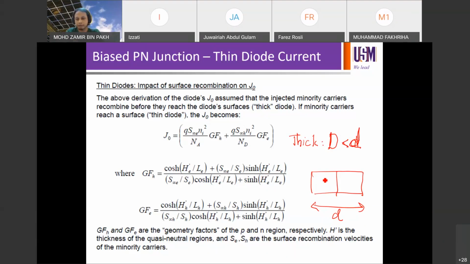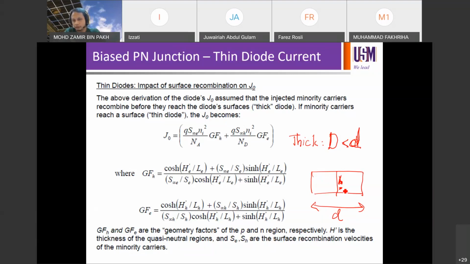For example, if you are talking about a hole, generated at this point, and you want your hole to diffuse to the right hand side. Remember the definition of the diffusion length: it is the distance traveled by a carrier from the point of generation to the point of recombination. From generation to recombination. The distance traveled is called the diffusion length. The time possessed or demonstrated by the carrier is called the carrier lifetime. The time is lifetime. The distance is diffusion length.